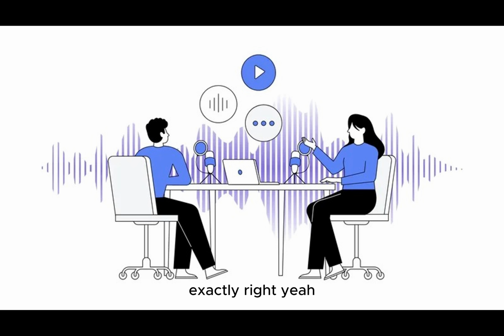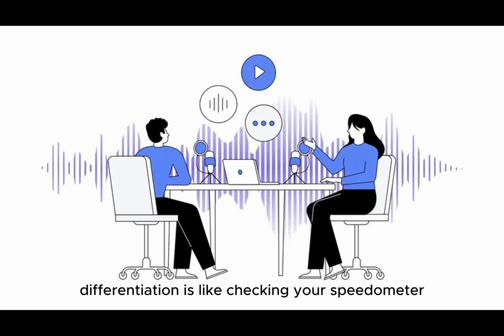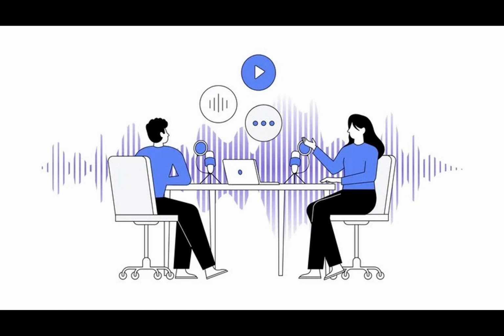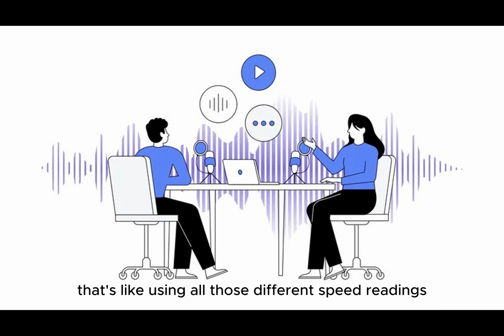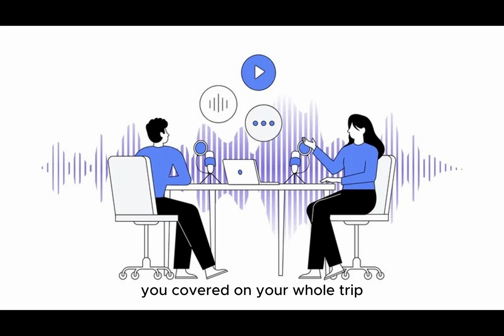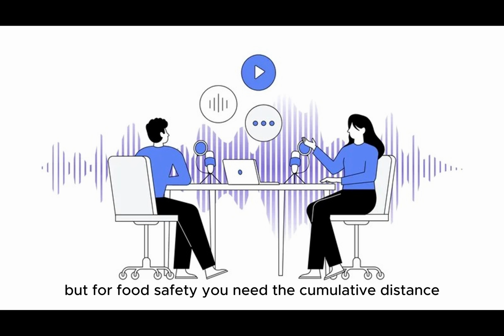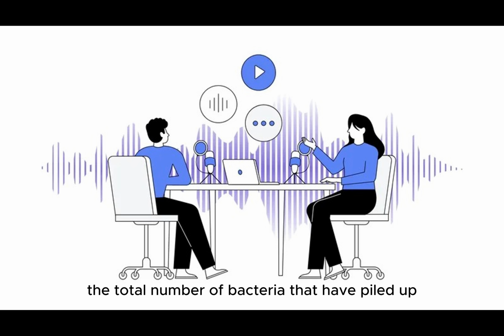No, exactly right. Think about it like driving. Differentiation is like checking your speedometer. That's your speed right now, instantaneous rate. Integration, though, that's like using all those different speed readings to figure out the total distance you covered on your whole trip. Bacterial growth is kind of similar. The rate changes, but for food safety, you need the cumulative distance, the total number of bacteria that have piled up.